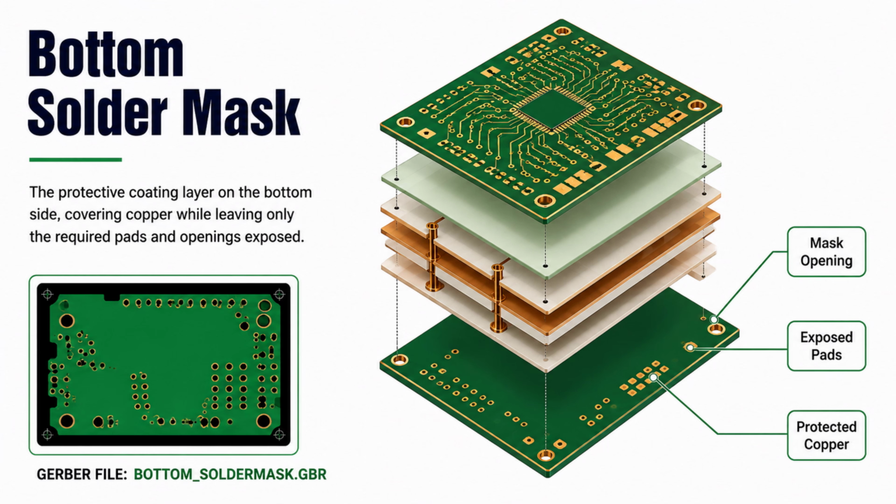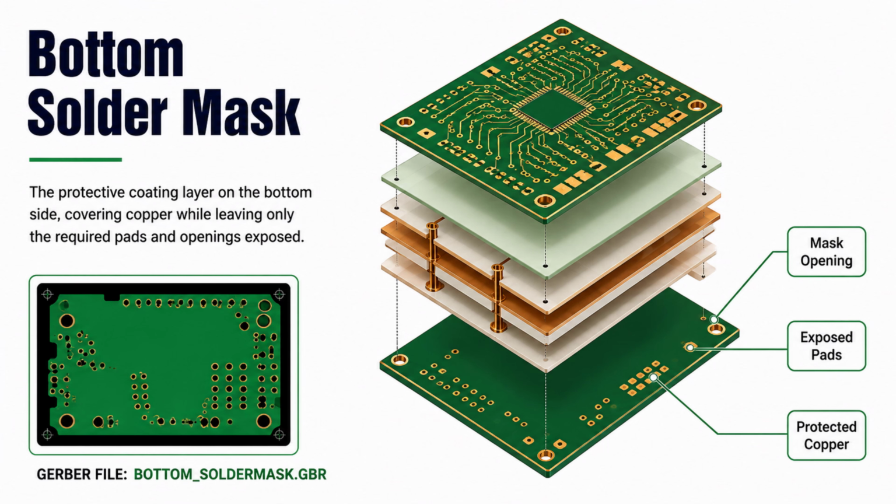The bottom solder mask layer protects the copper on the underside of the PCB. It works the same way as the top solder mask, but it applies to the bottom side of the board. This layer covers copper traces, copper pores, and other conductive areas that should remain insulated. It leaves only the required pads, test points, mounting contacts, and selected openings exposed. Without solder mask, copper would be more vulnerable to oxidation, contamination, accidental shorts, and solder spreading during assembly.